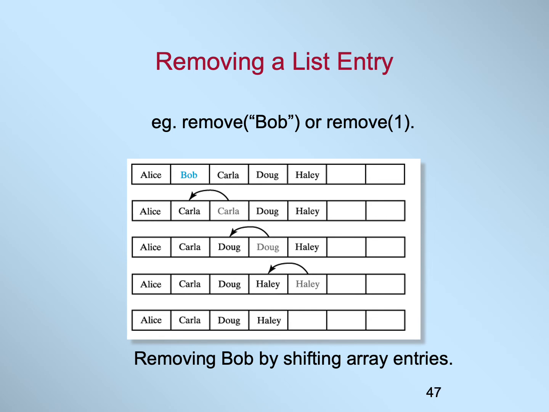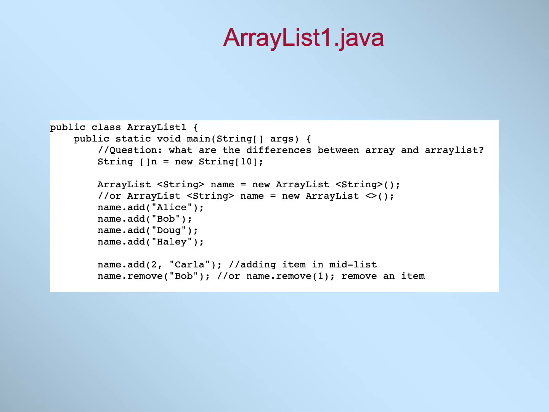Just to be clear, once we have removed Bob from this list, the size of it becomes 4. However, the capacity of the array is still 10. You can run the codes for the add and remove methods that I have provided on your online learning.